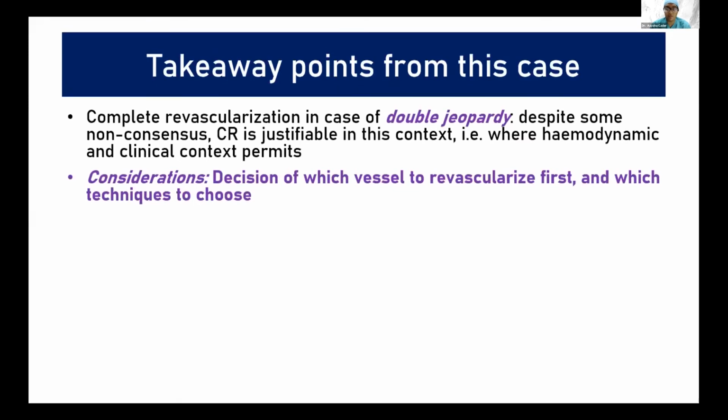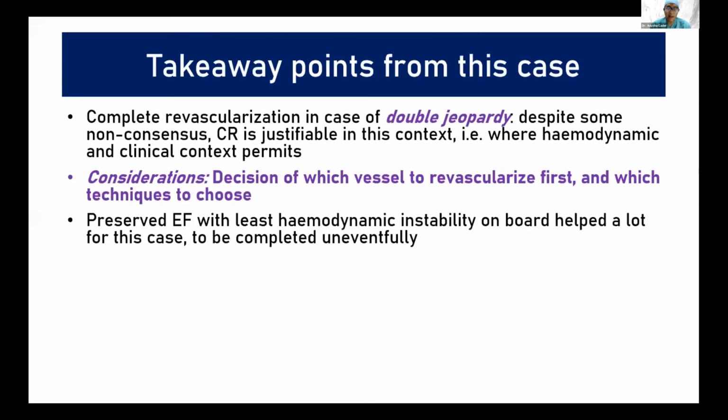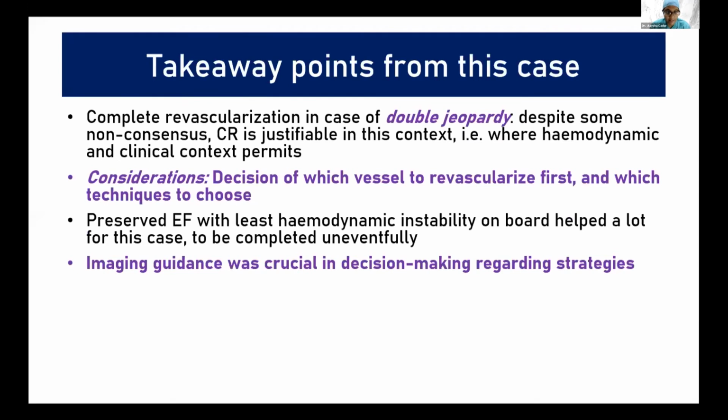In our case, because the RCA, which was the infarct-related artery, was not entirely occlusive, we decided to make an attempt of the CTO LAD first. And of course, as we mentioned, a good ejection fraction with less hemodynamic instability on board helped us in terms of completing the case uneventfully, so we lucked out there. Imaging guidance here was crucial in decision-making regarding the strategies.